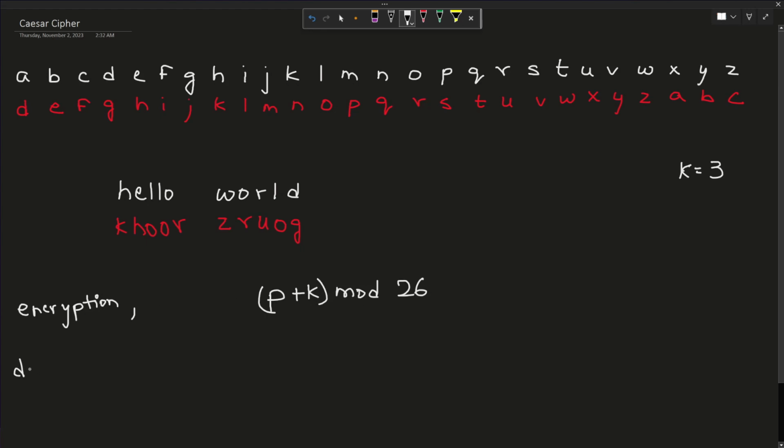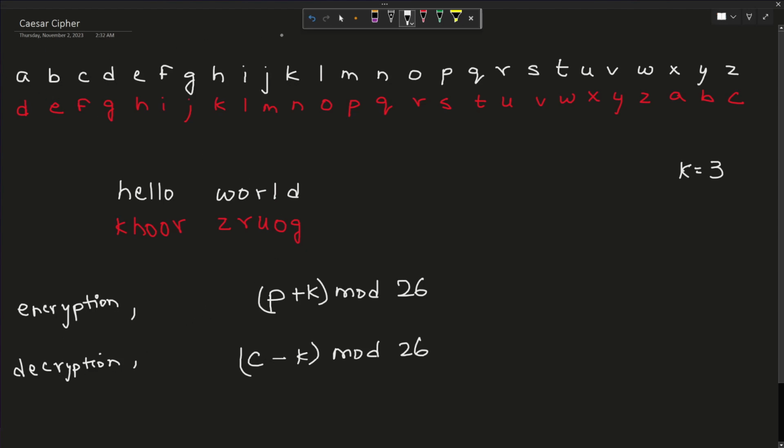Now I'll also give you the formula to decrypt. For decryption, the formula basically is C minus K mod 26. Now, what is C? C is basically the cipher text over here. Cipher text minus the key mod 26. So these are the two formulas that we follow.